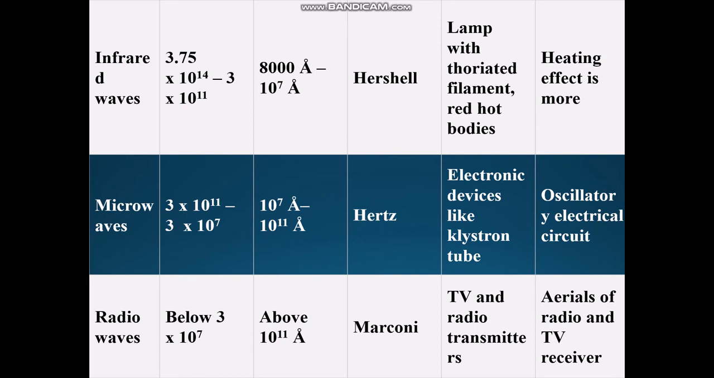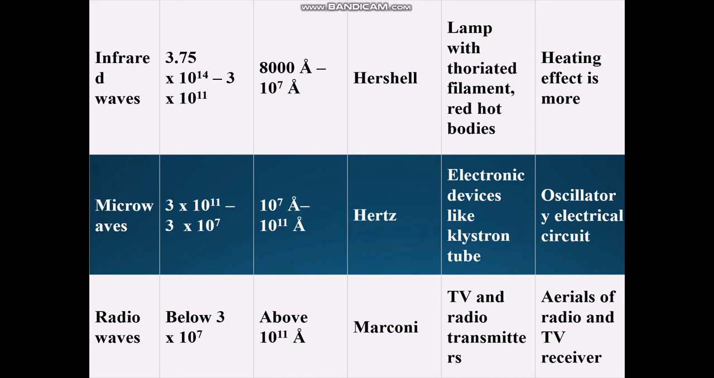Last is radio waves. The frequency is below 3 into 10 to the power of 7 hertz. Wavelength is above 10 to the power of 11 angstrom. They were discovered by Marconi. The sources are TV and radio transmitters, and they are detected by aerials of radio and TV receivers. From this table, all of you can very conveniently learn it in short form, and remember to learn all the wavelengths.